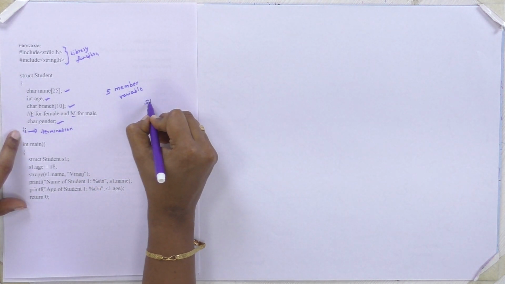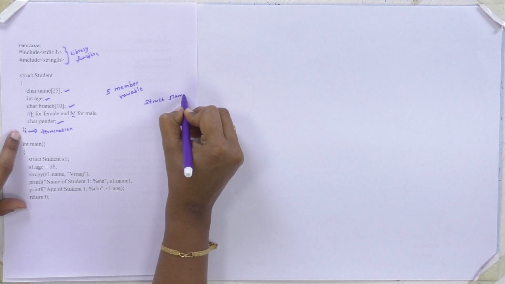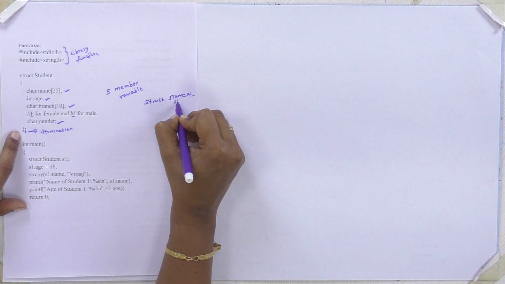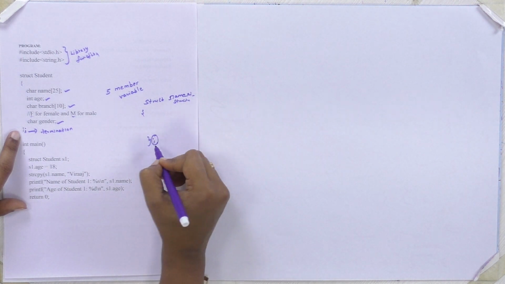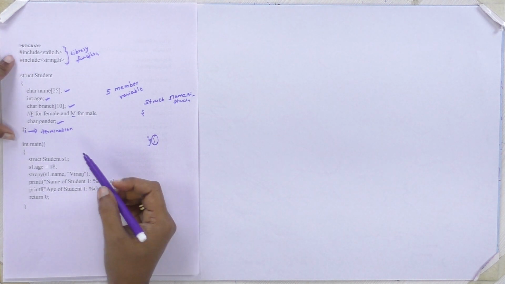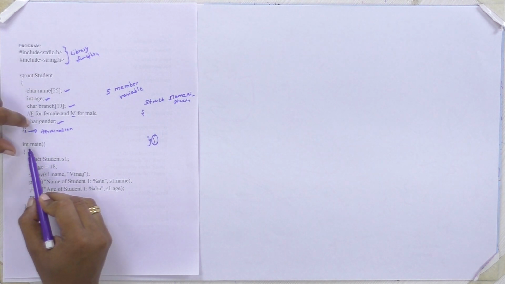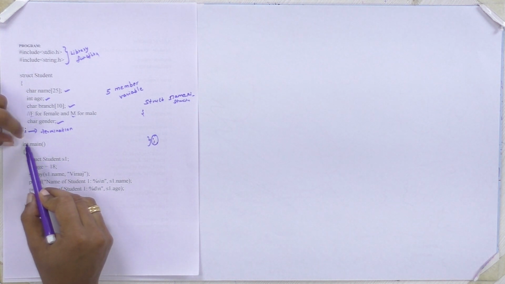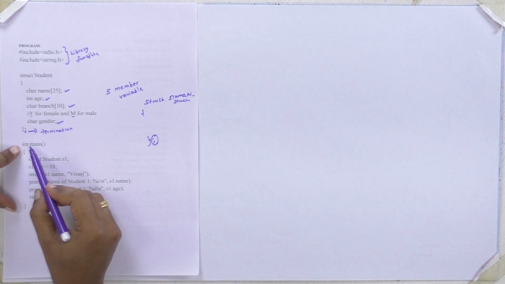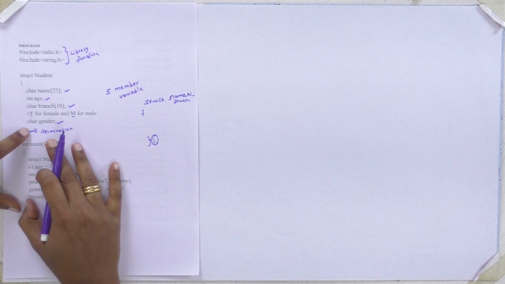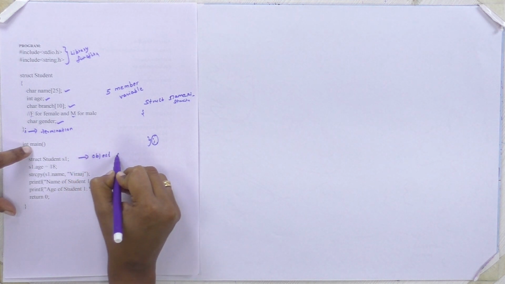So I am writing the syntax: struct followed by your structure name, so name of the structure, then member variables, then termination. This is very important. You have to note this down. So this is the global declaration because we are giving it outside of the main function. Next I am creating the main function. Int main, this is the return type because integer is the return data type. So you should write return 0. So inside the main function only you have to create the object of the structure.